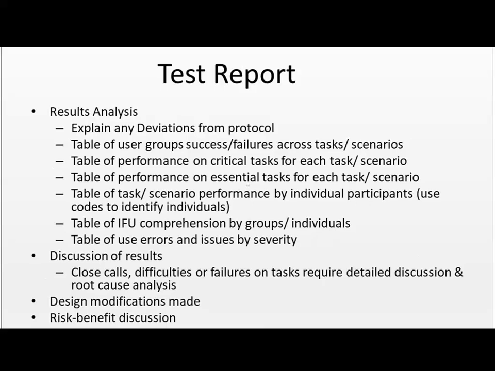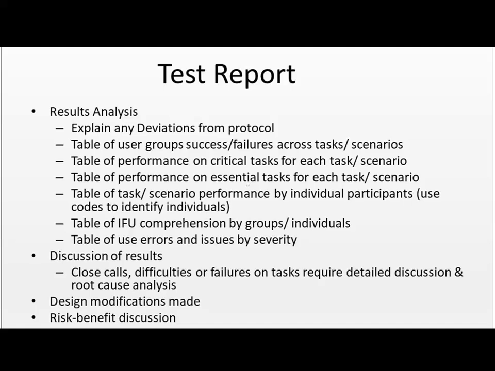explanation and analysis would be to first explain any deviations from the protocol and present your data in tables. You might have a table of user group success and failures across the tasks, across the scenarios. A table of performance on critical tasks. A table of performance on essential tasks. A table of task and scenario performance by the individuals.